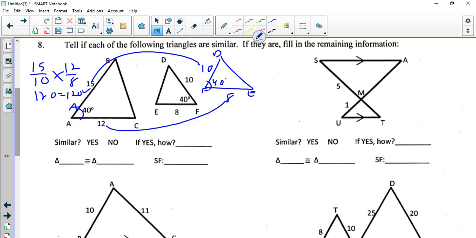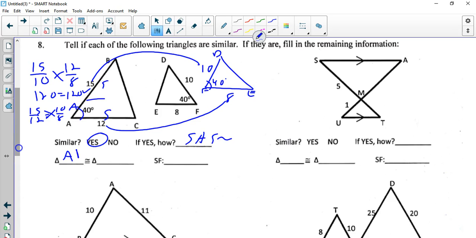But just to show you again, if you wanted to set up your fraction here, like the little trick I showed you, 15 over 12 equals 10 over 8. Again, we're multiplying the same numbers. 15 times 8, 10 times 12. So these are proportional, and we have side, angle, side. Similarity.